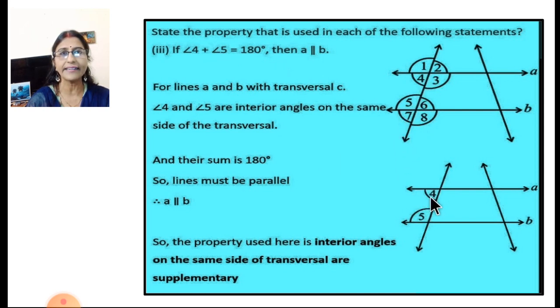They are the interior angles on the same side of the transversal. So they are co-interior angles and their sum is 180 degrees. So the lines must be parallel, otherwise they will not be supplementary. They will not be 180 degrees. Therefore A is parallel to B. So the property used here is: interior angles on the same side of the transversal are supplementary.